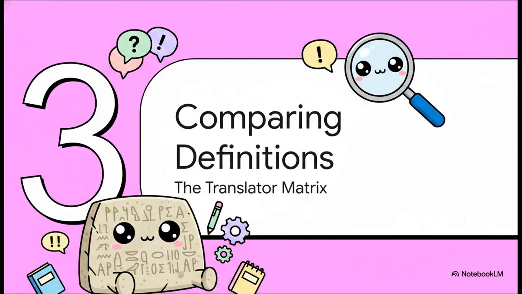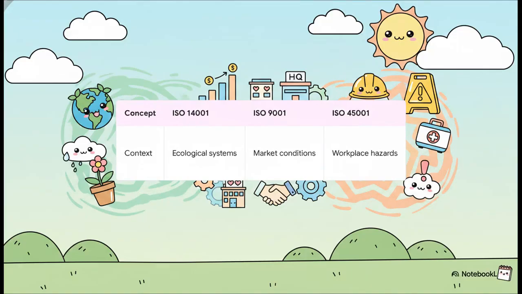Which brings us perfectly to section 3, comparing key ISO definitions. Time to build out your translator matrix. Let's consider the concept of context. Honestly, think of this term as your Rosetta Stone. In 14001, context is all about ecological systems, climate, and sustainability. But pivot over to 9001, and suddenly it means market conditions and competitive positioning. And in 45001, it's workplace hazards. If you accidentally use the quality definition of context during an environmental audit, boom, your scope is instantly broken.